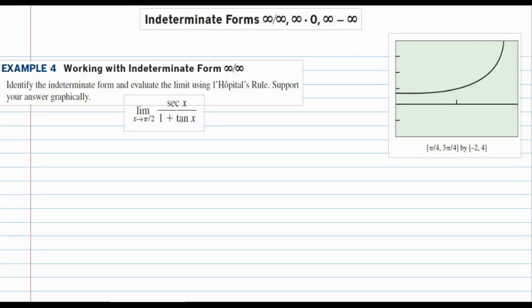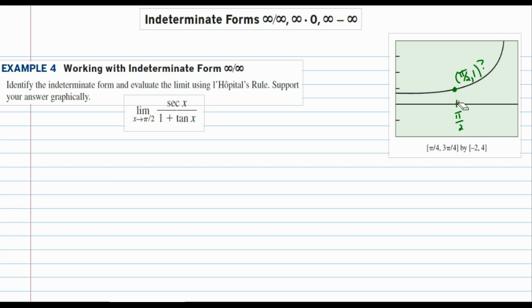This is the screencast for section 8.2, example 4. What about the indeterminate forms infinity over infinity, or infinity times 0, or infinity minus infinity? So we don't always have to just get 0 over 0. Well, in this case, example 4, it says identify the indeterminate form and evaluate the limit using L'Hopital's rule. Support your answer graphically.